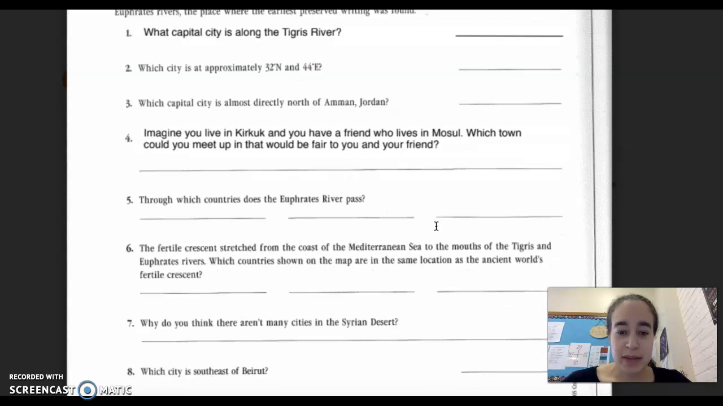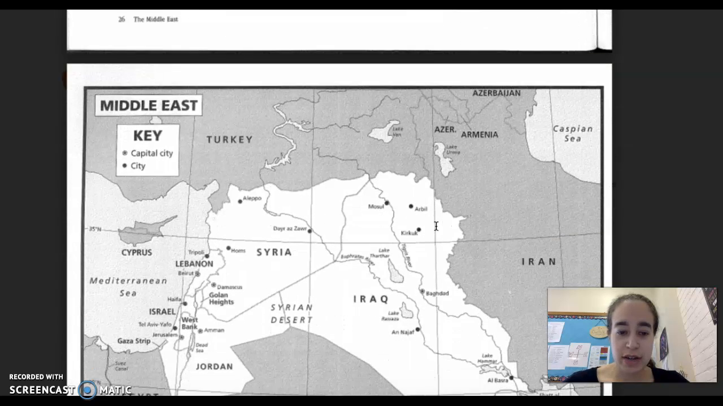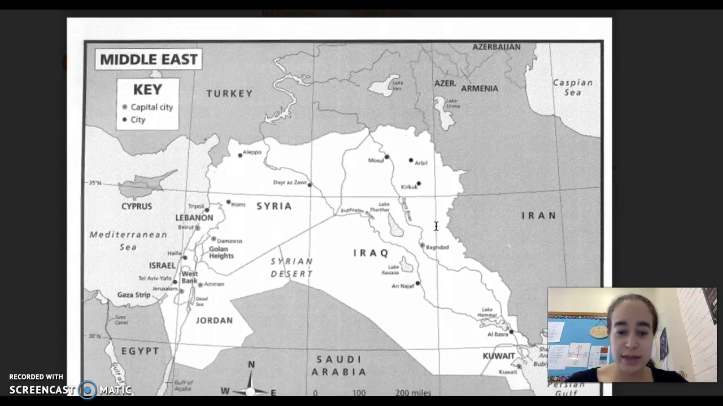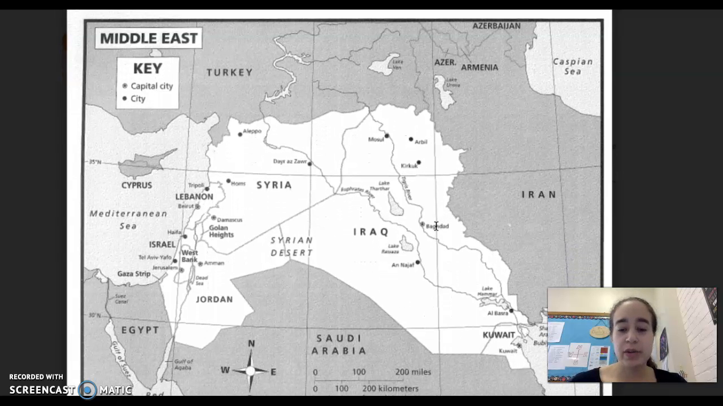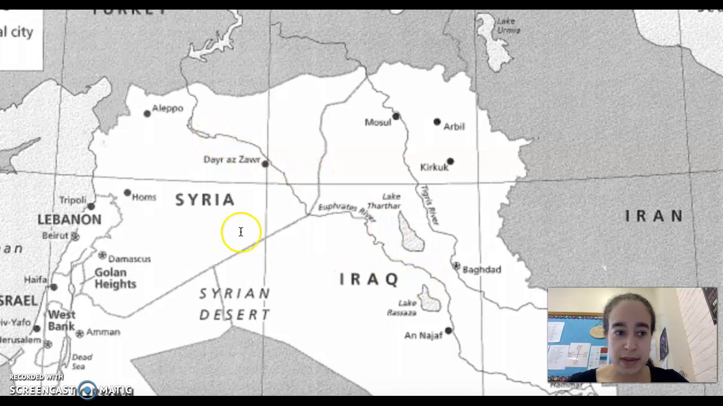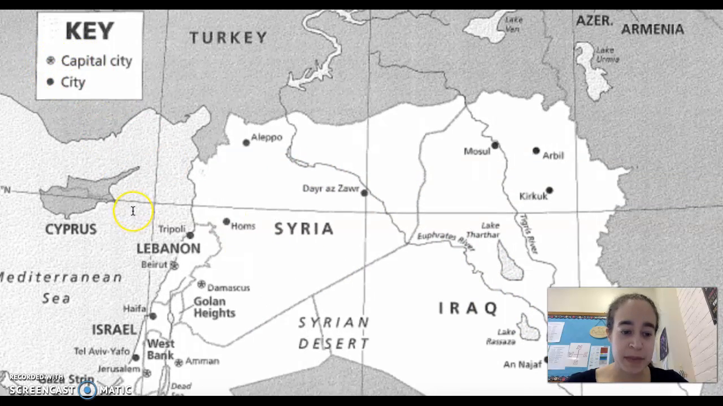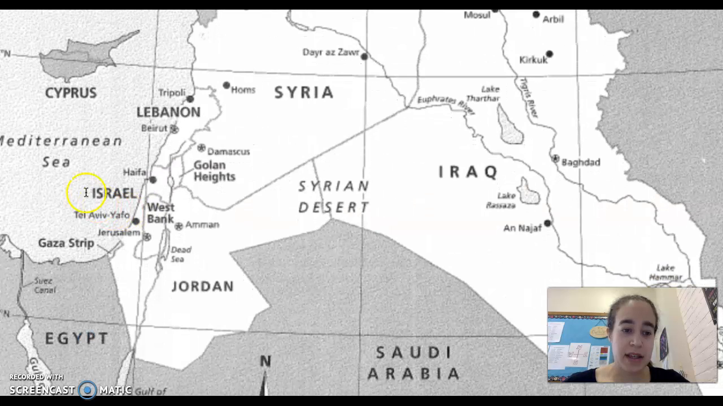So as I am looking at these 10 questions and the introduction, I'll notice that this area is similar to the area we've been talking about before. You're going to see the Tigris River and the Euphrates River in here. There is a map key to tell you what the different dots mean. The Mediterranean Sea is here on the west side.